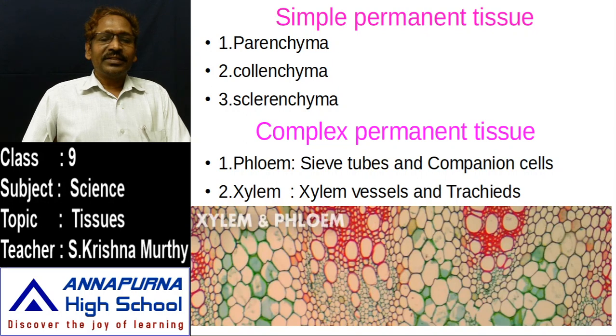As well as the complex permanent tissue is also divided into two groups. What are they? The first one is phloem and the second one is xylem. What are phloem and xylem? Phloem and xylem are the complex permanent tissues. Here in the permanent tissue, simple and complex, whatever tissue does not participate in complex action is called simple permanent tissue. These permanent tissues are derived from existing tissue.